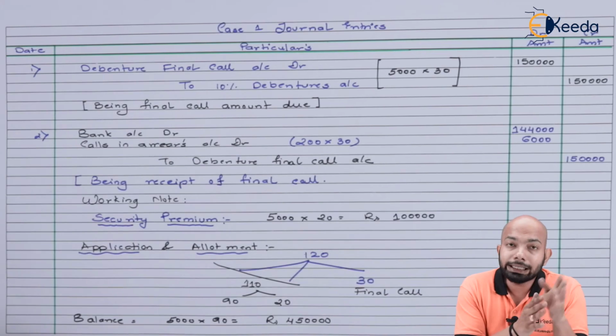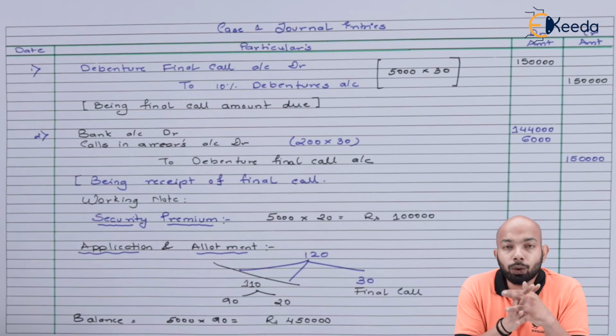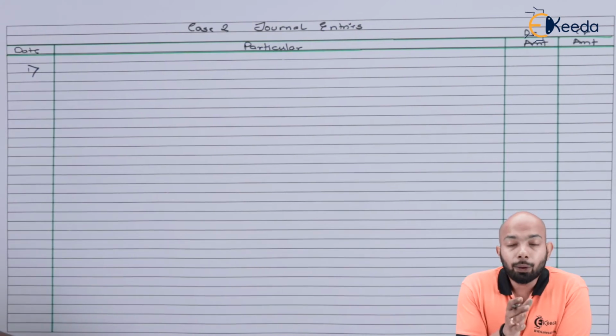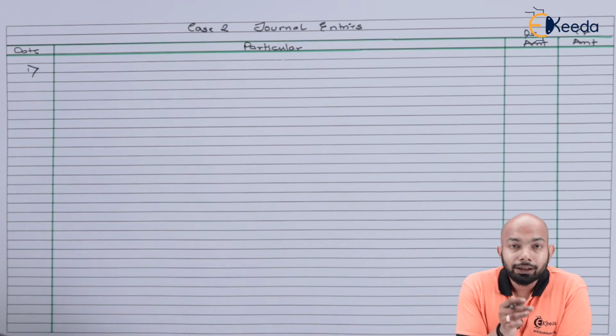So here we complete the case 1 whereby we have figured out all the requirements of that specific case. Let's go on to case 2 now. Now when it comes to case 2 journal entries, we have purchased certain assets. So let's mention that entry first.